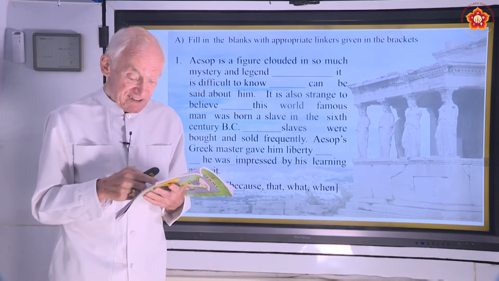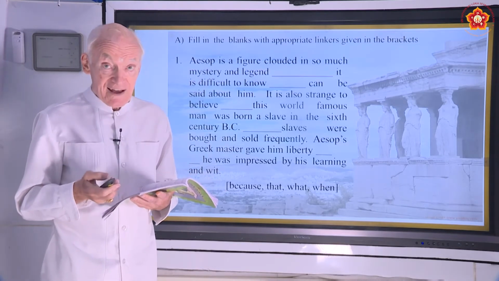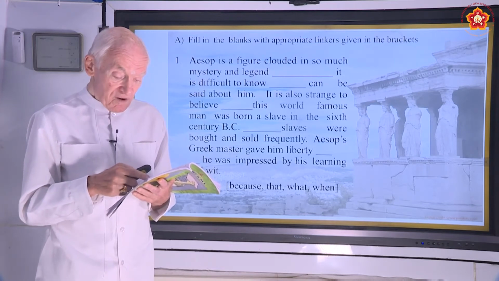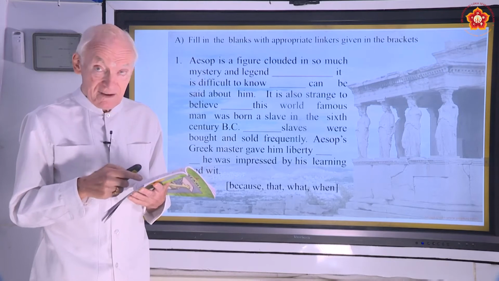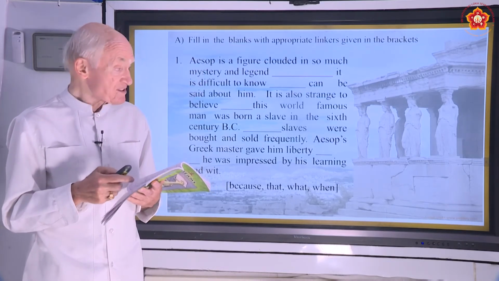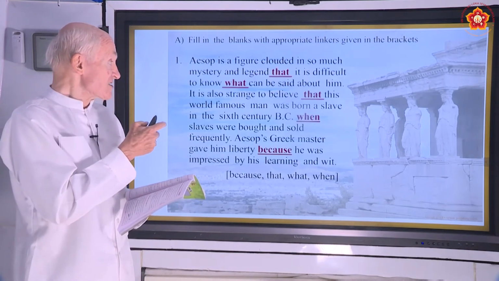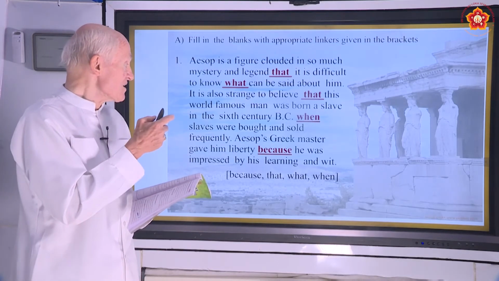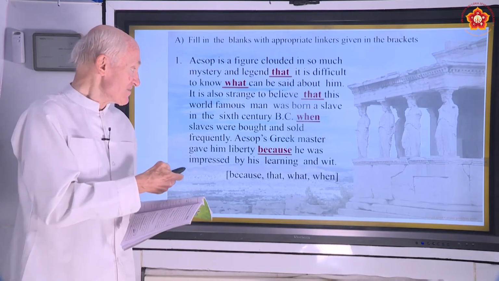So we have two blanks there. It is strange to believe that is the word that fits in there. And then slaves were bought and sold when? In the 6th century. So when slaves were bought and sold. Let's see if these are the correct answers. It is strange to believe that this world-famous man was born a slave in the 6th century, when slaves were bought and sold. Fits in perfectly.